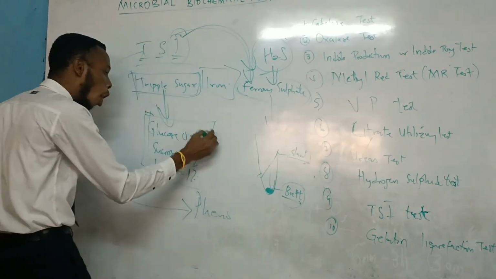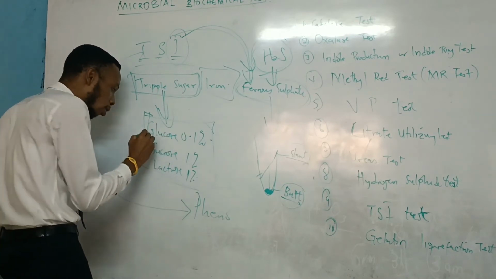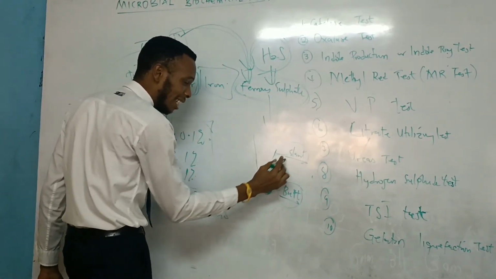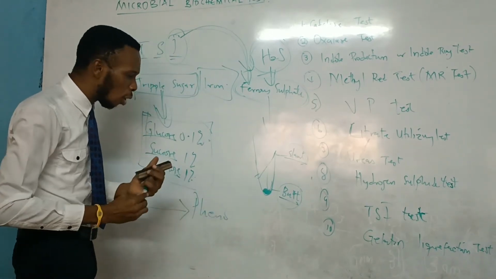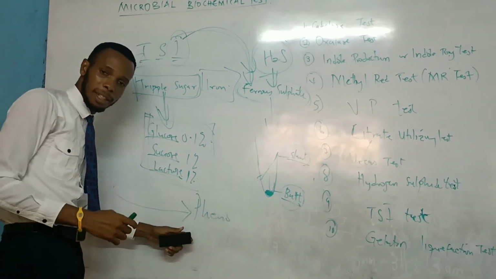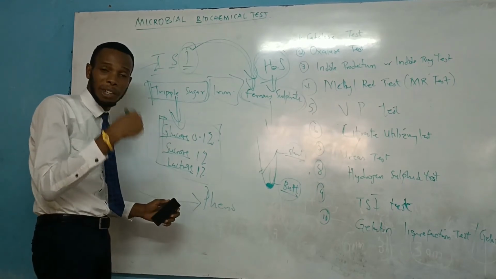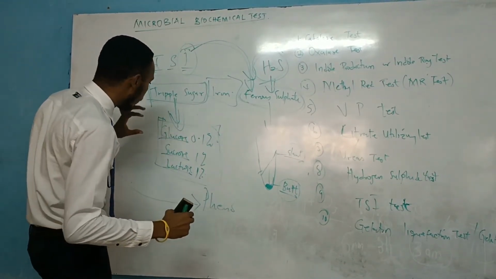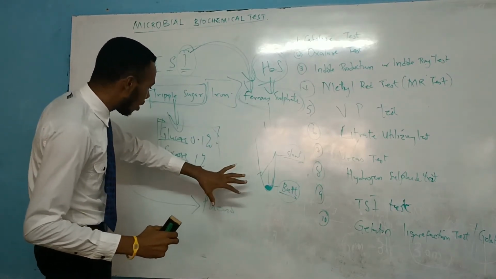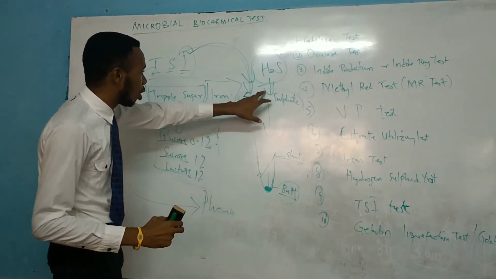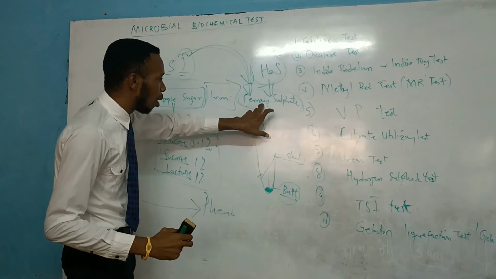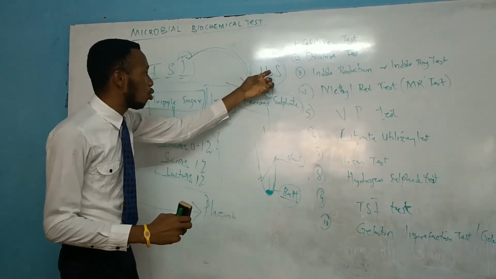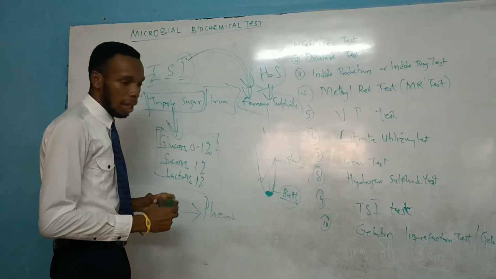They have fermented all three sugars: the glucose, the sucrose, and the lactose. That's why there was a change in color of the phenol red indicator from the original orange coloration to yellow. Also, since there was no black precipitate formed, it simply means that the organism does not produce H2S.